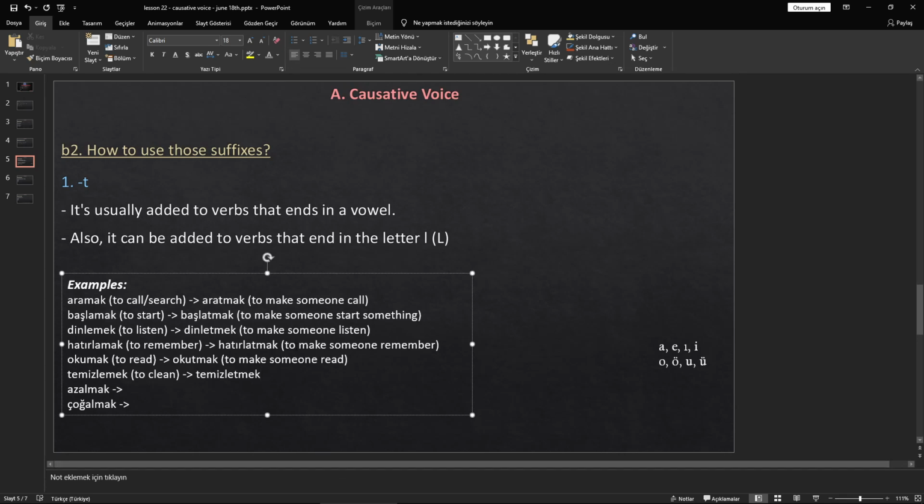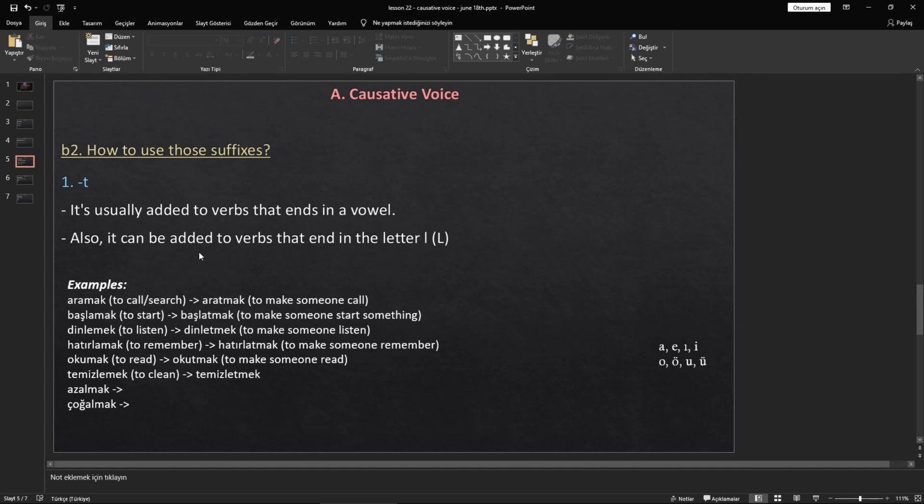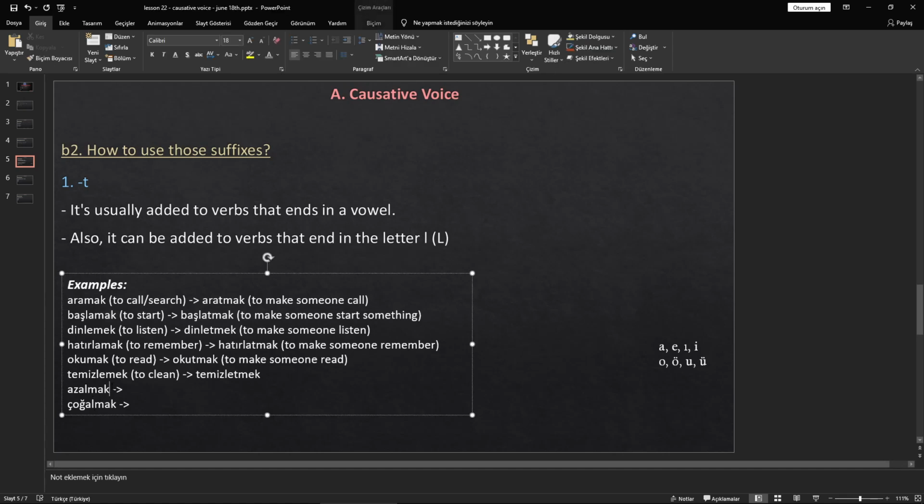I don't think I need to type all the translations next to each other. I think these are clear and understandable at this point. So, in the second note, it says it can also be added to verbs that end in the letter L. For example, this one, azalmak, which means to decrease. So when you say azaltmak, again in English you say I will decrease it, but it's more like saying I will make it decrease.